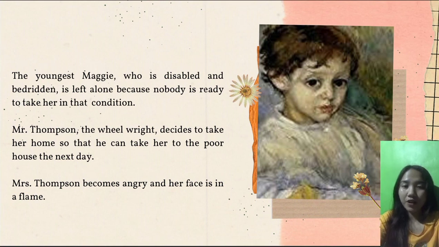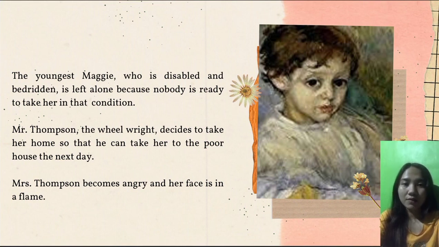Two years before, a fall from a window had injured her spine, and she had not been able to leave her bed since, except when lifted in the arms of her mother. Mr. Thompson, the wheelwright, decides to take her home so that he can take her to the poorhouse the next day, when he knows that his wife would not like her to stay at home forever or accept her.